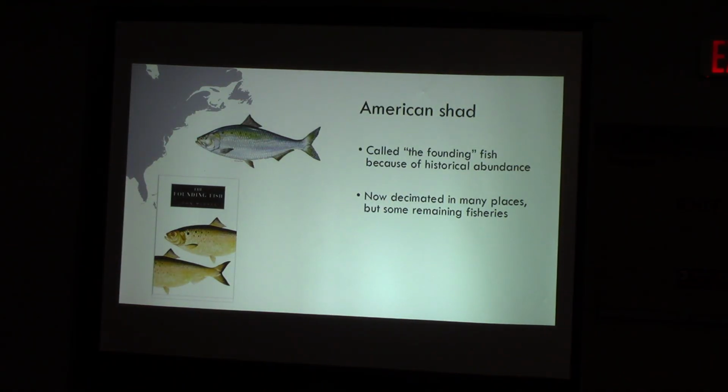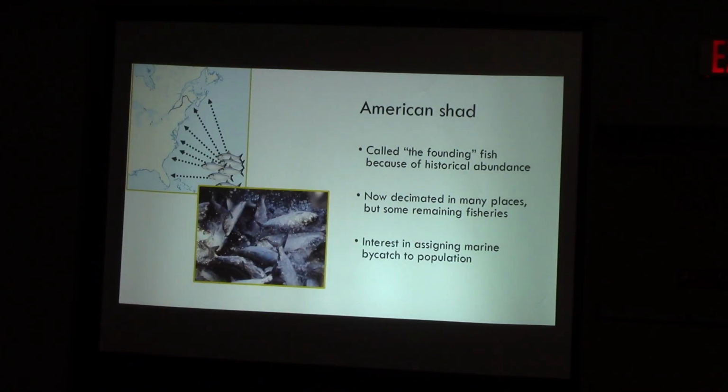And one species for which there's been a lot of interest in developing genetic assignment is American shad. So as you probably know, American shad are natively distributed all along the East Coast, and it used to be extremely abundant, supporting some of the biggest fisheries, so much so that it's been called the founding fish because of the crucial role it played in sustaining early European settlers here. Unfortunately now, populations have been decimated across much of the range.